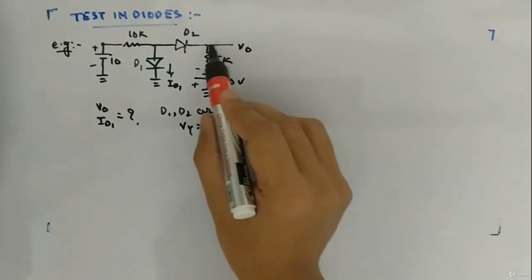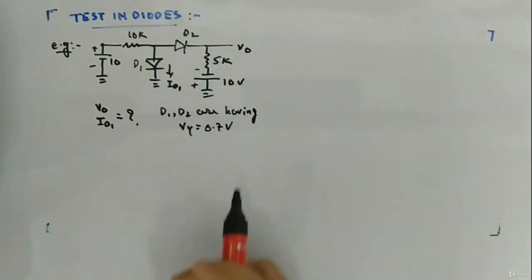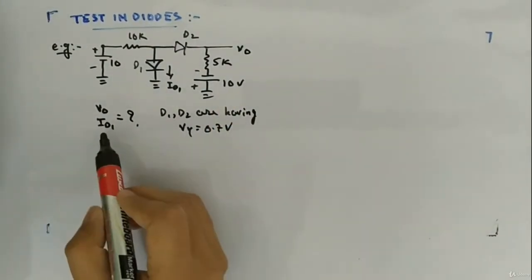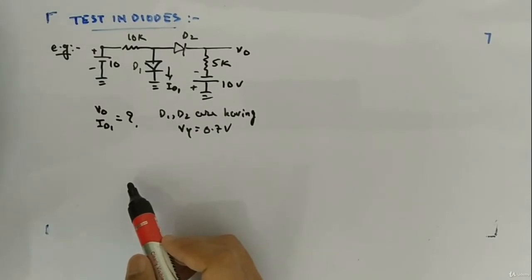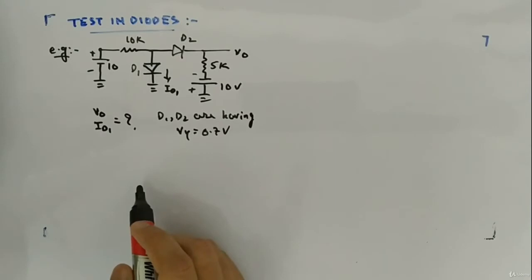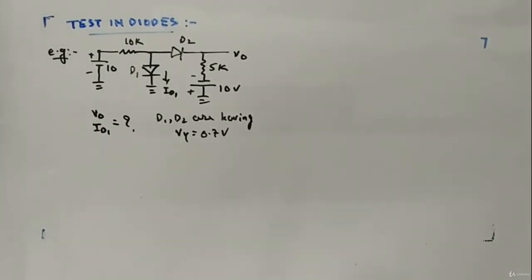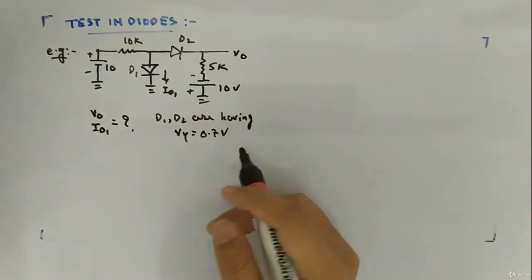The voltage taken from this point to ground is V0. You have to calculate the value of V0 and ID1, given that D1 and D2 have V gamma equal to 0.7 volt. They are practical diodes, so you can use either of them.